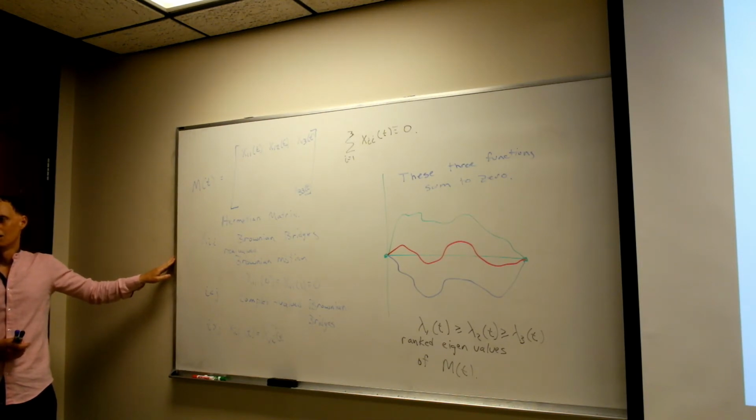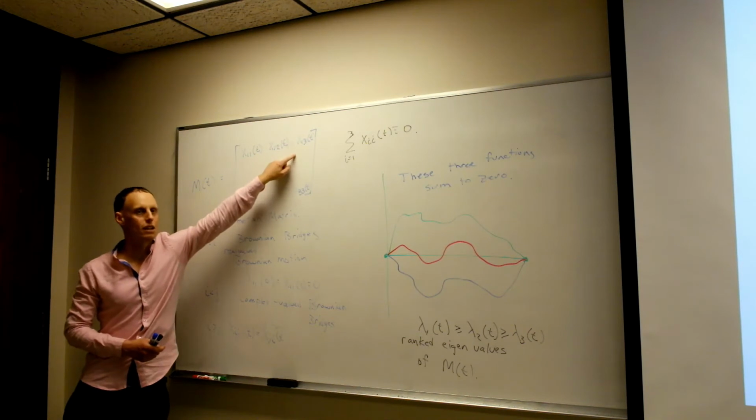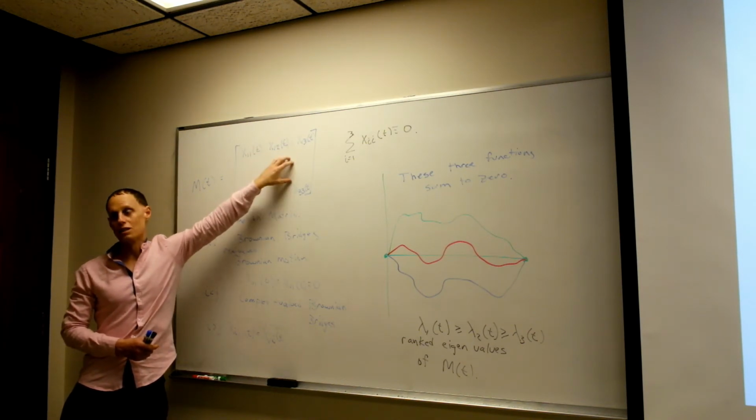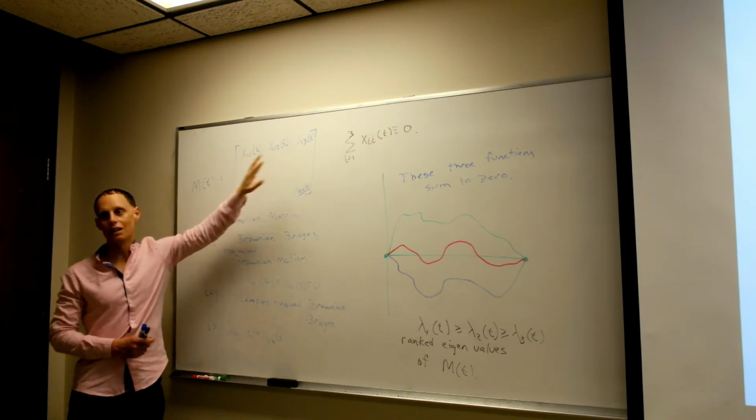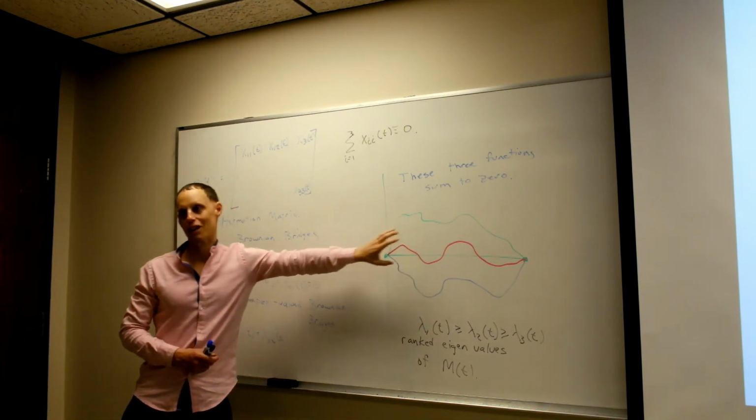Where do the complex functions come into this? I mean, I see 3 real functions. The complex numbers are just the entries of the matrix, but the eigenvalues are real. So they don't show up here at all.